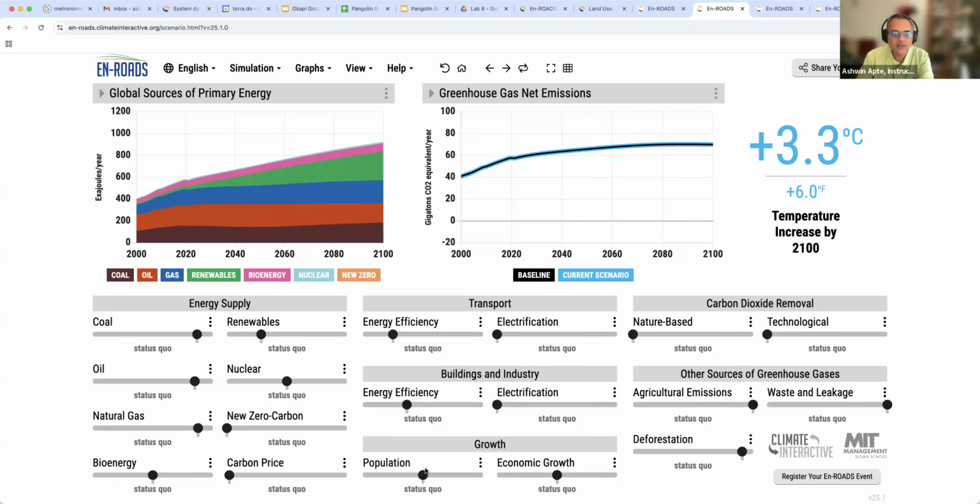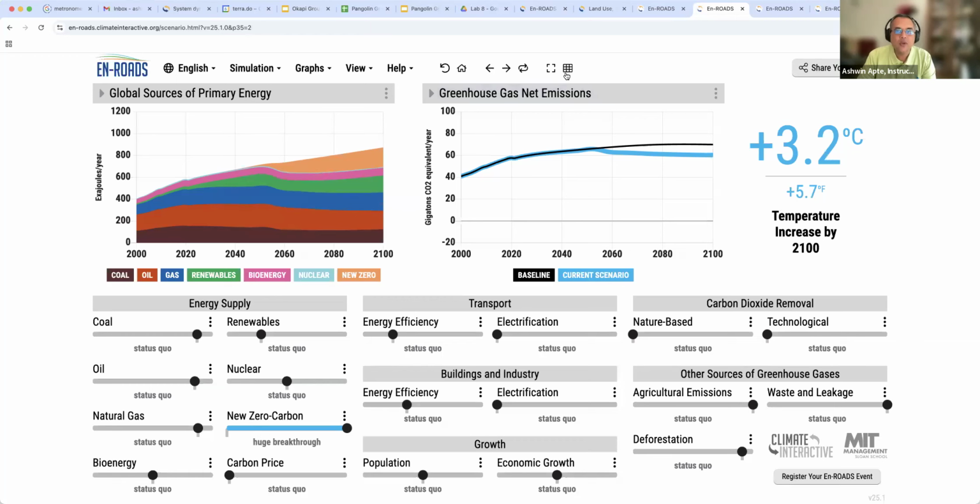Where else might we see it? Economic growth. Let's say we are going to degrow. Or another place to see it is actually this one, new zero carbon. We've not really talked about new zero carbon. So let's say nuclear fusion becomes a real possibility in a few years' time, and we're able to scale that up really, really fast. You see that it has an impact, but not a lot, only 0.1 degrees by itself.